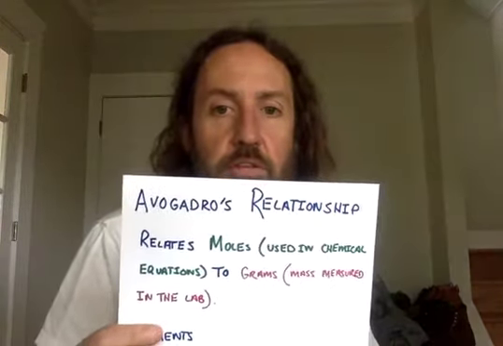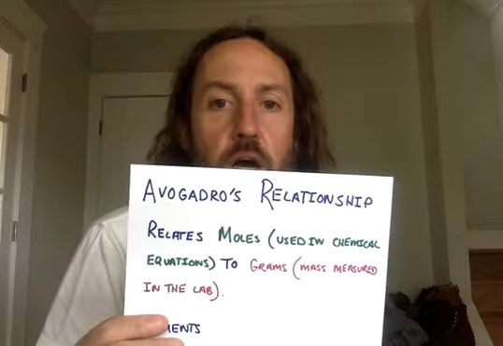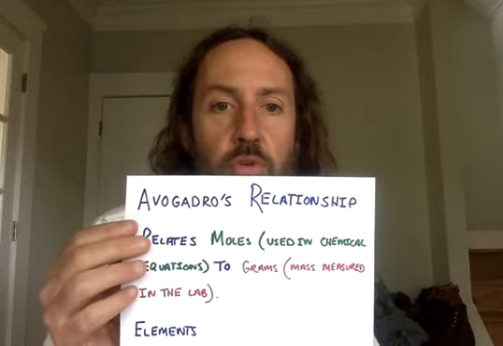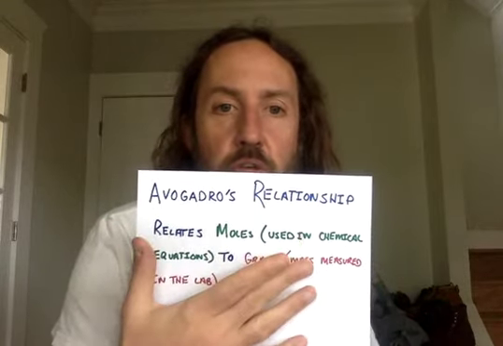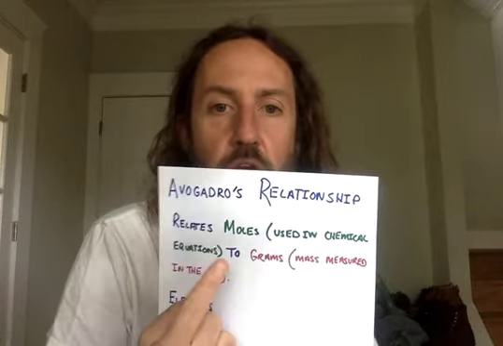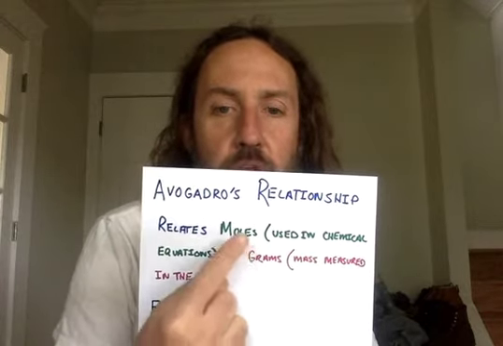So this is video number 3, and this is about Avogadro's relationship, which we referred to in the second video, but I wanted to make sure that we understood. So Avogadro's relationship, and you can write this down in your notes if you want to, relates moles, which are used in chemical equations, to grams.